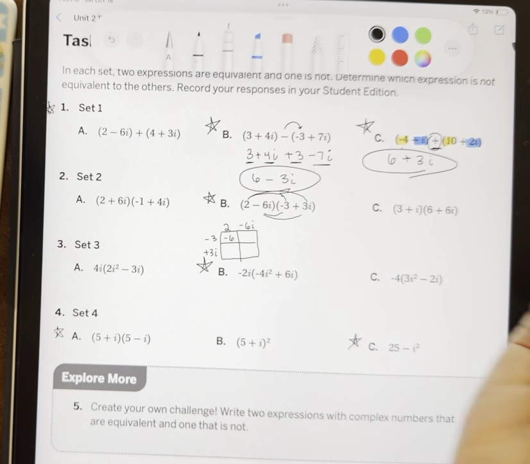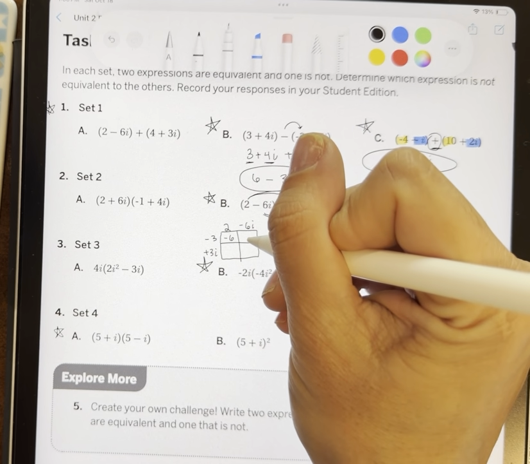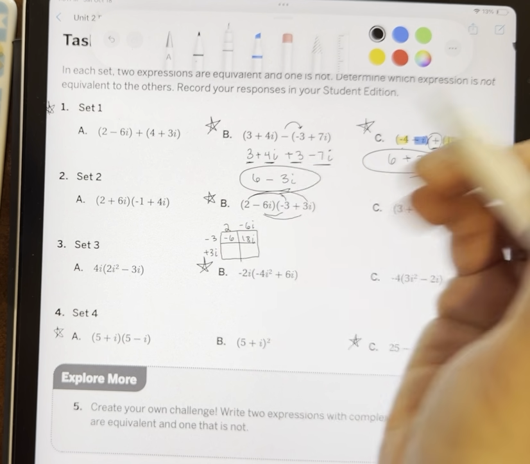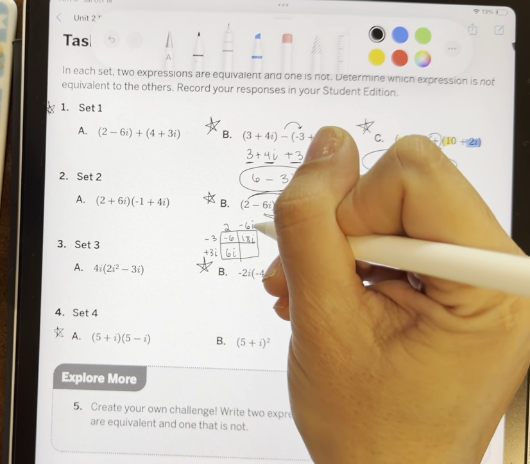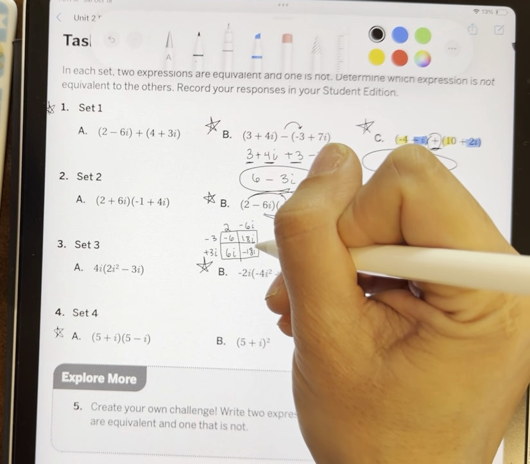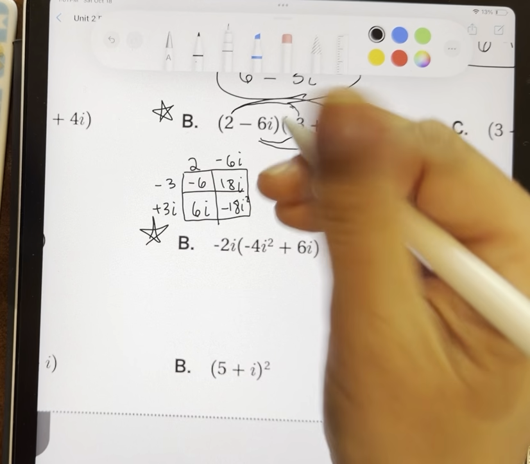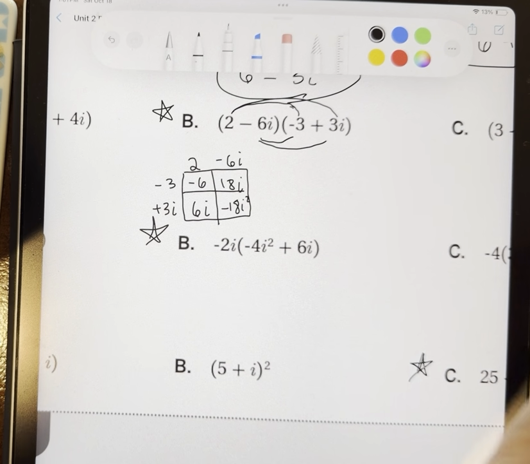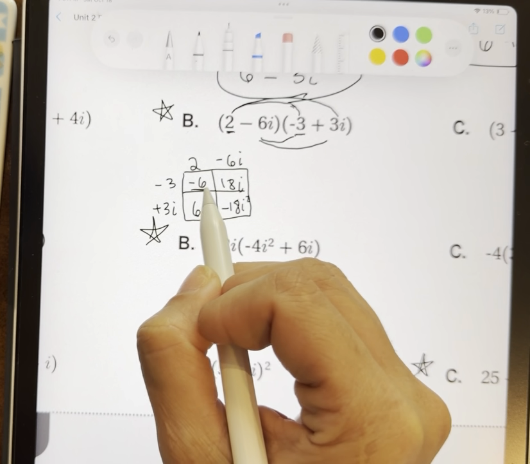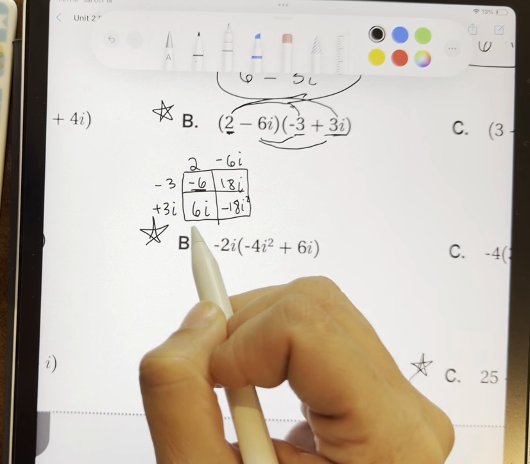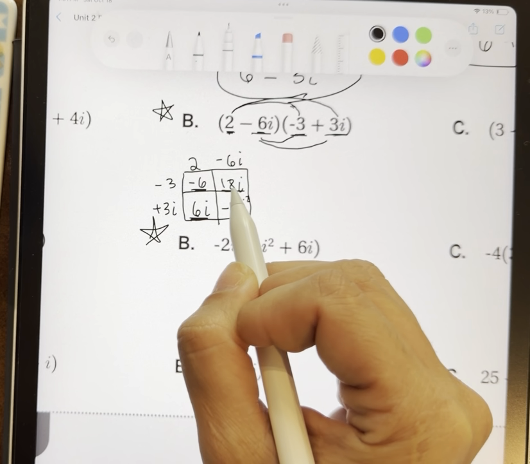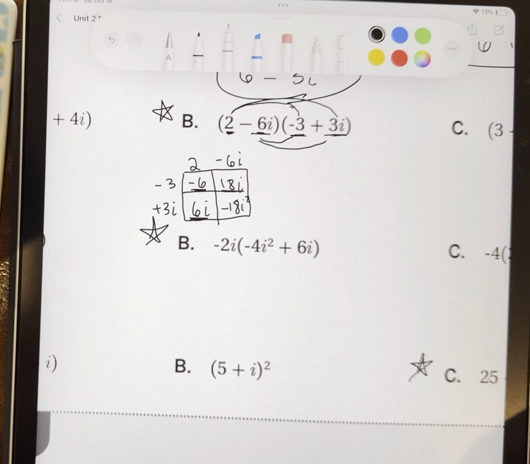You just multiply 2 times negative 3. You get negative 6. You multiply negative 6I times negative 3. You get positive 18I. You multiply 2 times 3I, you get 6I. You multiply negative 6I by positive 3I, and you get negative 18I squared. These are exactly the things you would get doing it my old school way, okay? So do whichever way you want, but you would still multiply 2 times negative 3 and get that negative 6. You'd multiply 2 times 3I and get this 6I, and you'd multiply negative 6I by negative 3 and get that 18. You get the exact same stuff, so you could do whichever way you like.